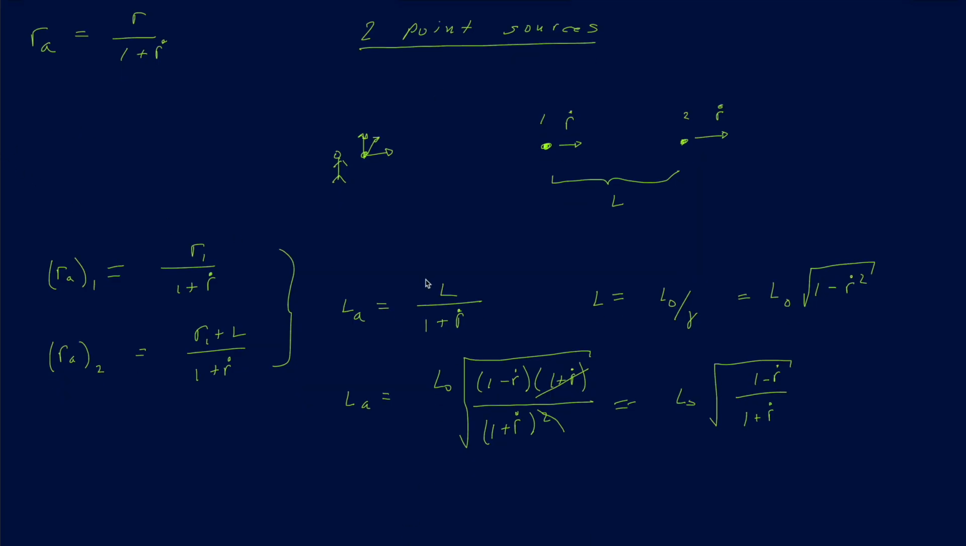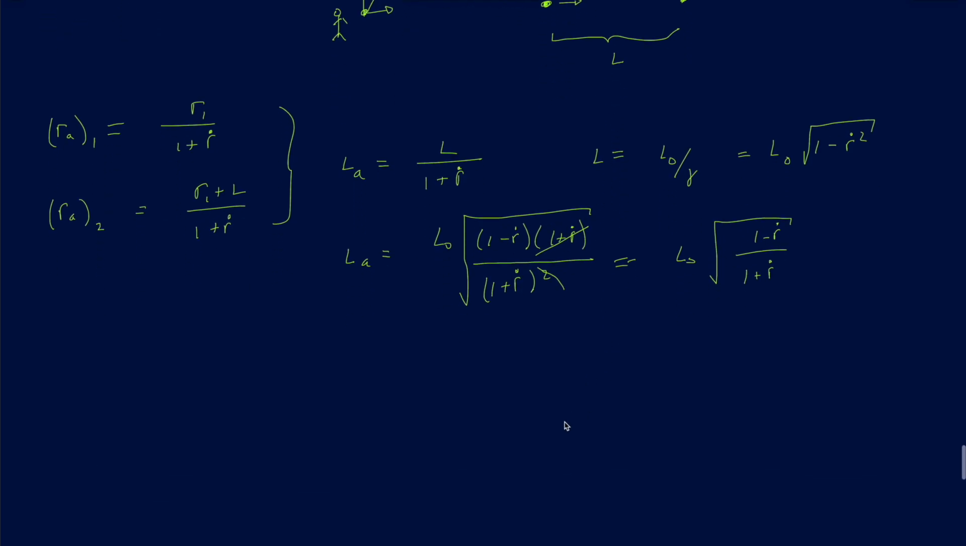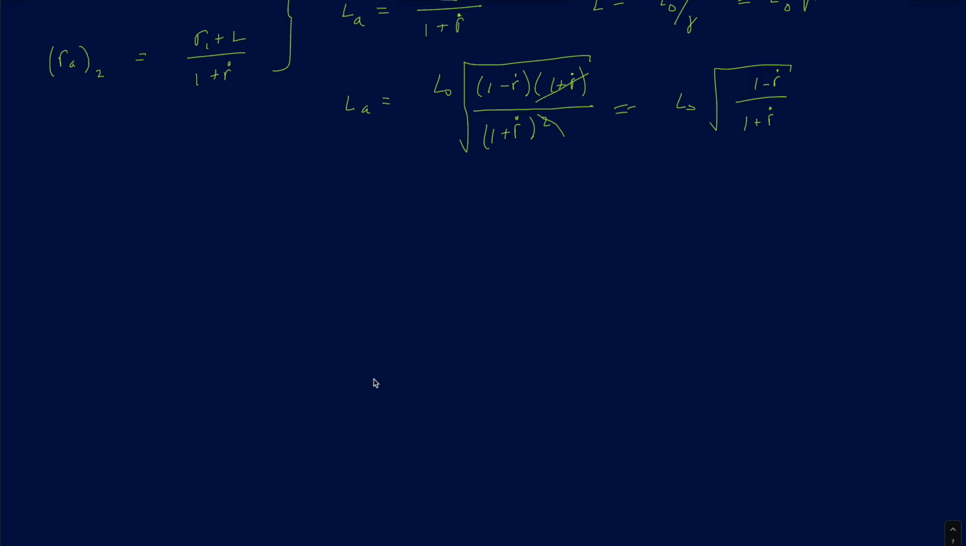Okay, so now let's consider this equation a little bit more carefully. Let's consider what its ramifications are. So let's write it again just for clarity. We have L apparent equals L, which is the rest length of the object, times the square root of (1 minus r dot, the radial velocity) divided by (1 plus r dot). Okay? That's the equation of interest.